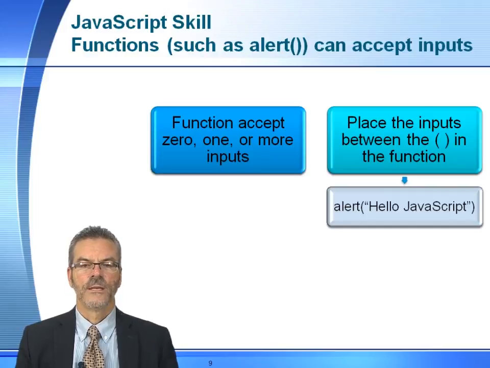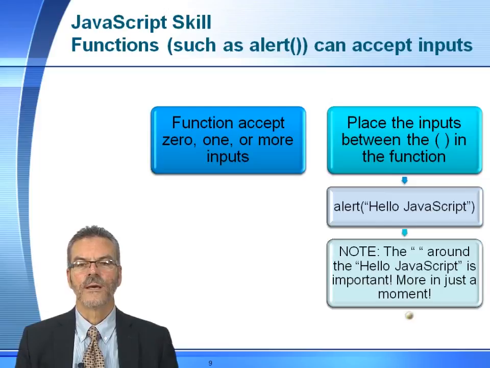For example, notice here we have alert, and here with the alert I have hello JavaScript. And when I have the hello JavaScript, that is an input. That string, that text that says hello JavaScript is an input to the alert function. Now, an important note is I've put double quotes around that hello JavaScript. Notice the double quotes, and that's very important, and you're going to learn more about that in just a moment.